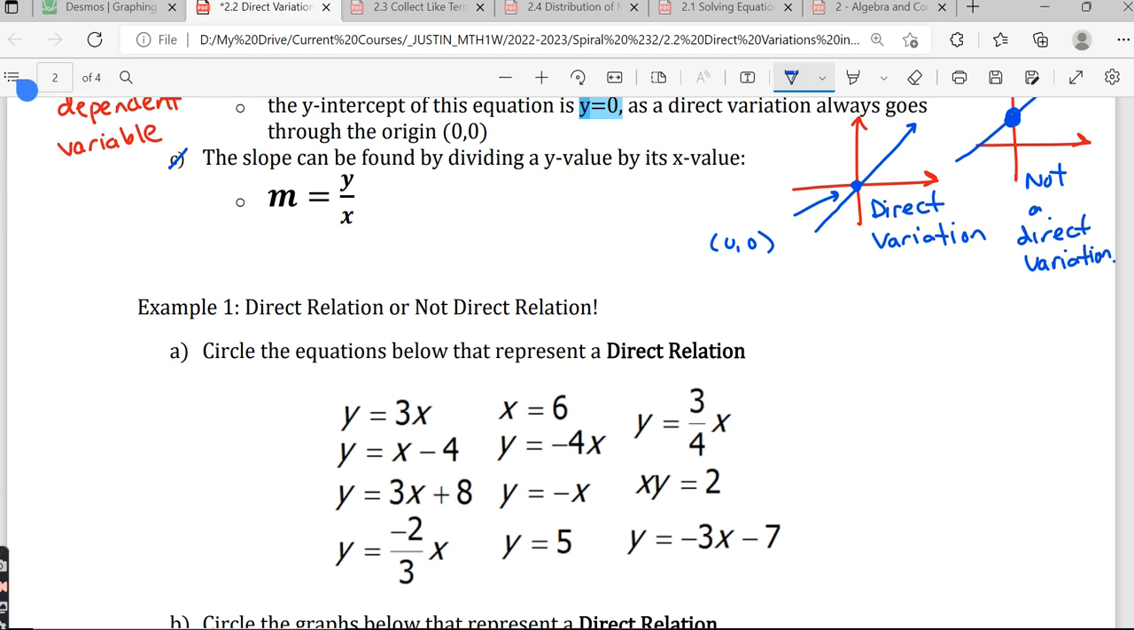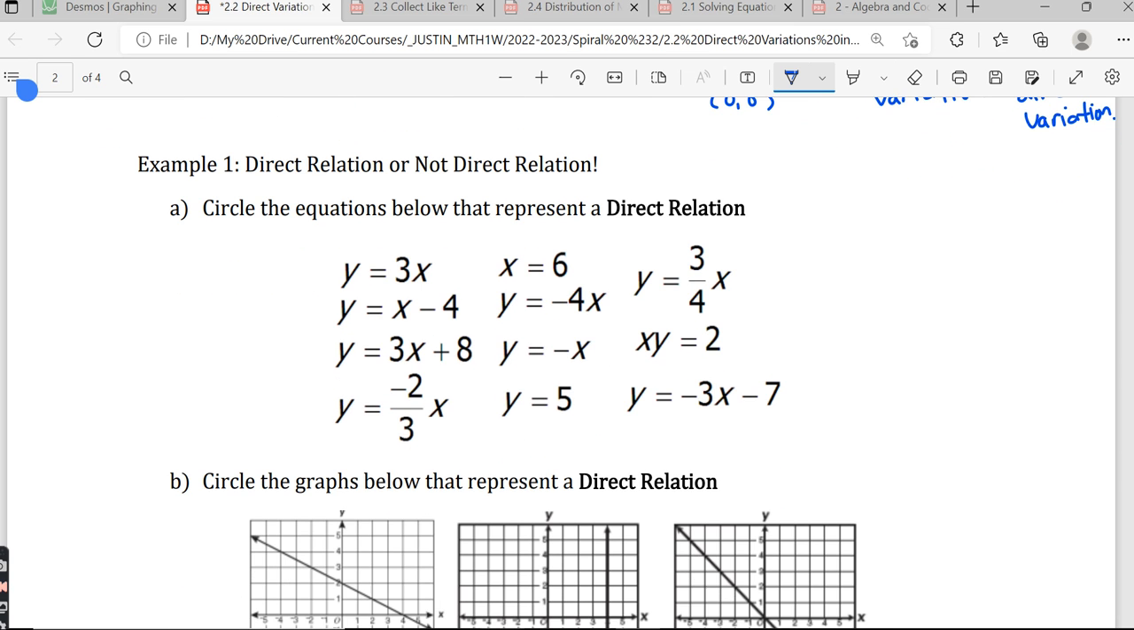I'm going to skip this point right here. The slope can be found by dividing a y value by its x value. I'm going to revisit that later when we talk about slope. Okay? So let's look at the following. Example 1. Circle the equations below that represent a direct relation or variation.